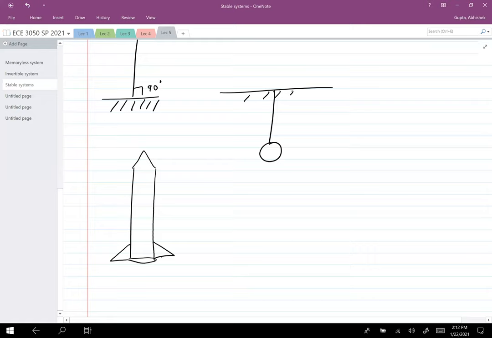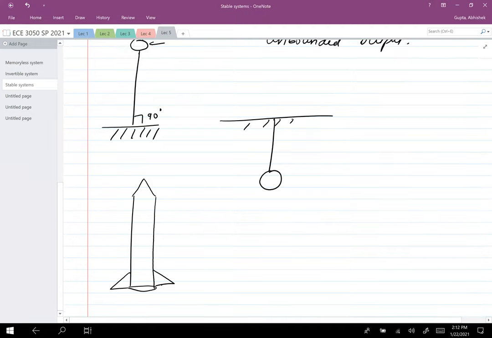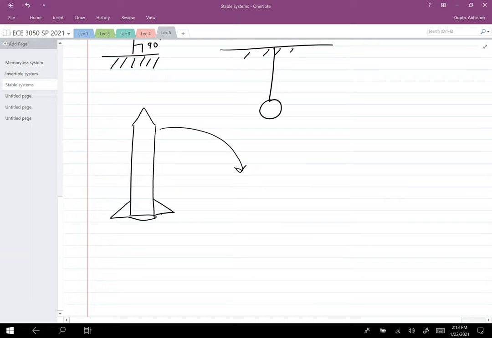So you have to do a lot of engineering to stabilize the system and make sure that it follows a specific trajectory from Earth to space. Okay, so that's another example of an inherently unstable system. The system itself is unstable. If you leave the rocket, it's going to fall off the ground. But a lot of work goes on in order to make sure that it goes into space.